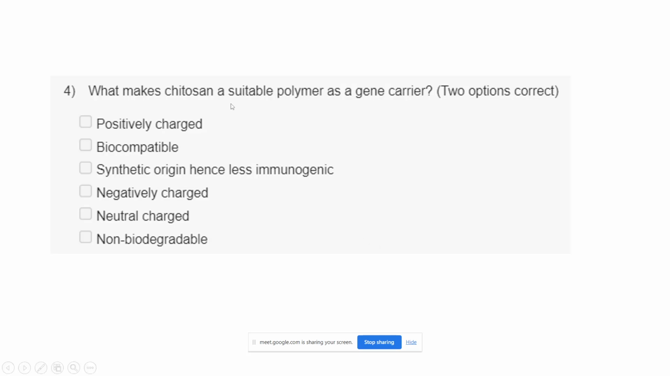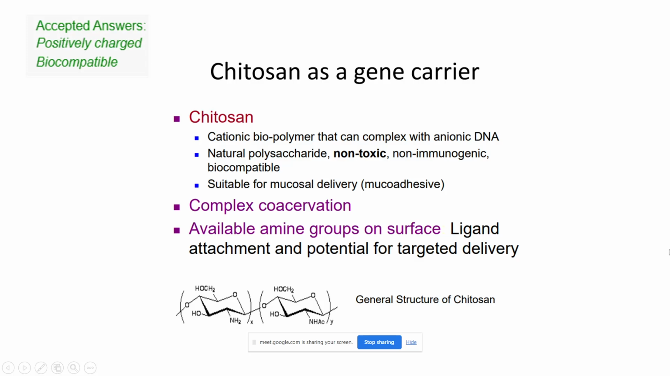Yes, you are correct. Chitosan is suitable as a gene carrier because it is positively charged and it is biocompatible. Well, it is not of synthetic origin, it is a natural polymer. So that's why it is less immunogenic. And yes, it is positively charged and biocompatible.